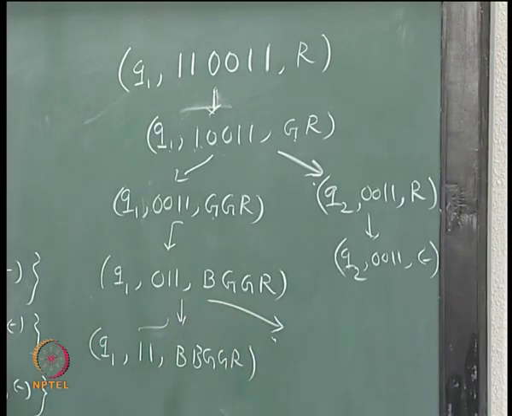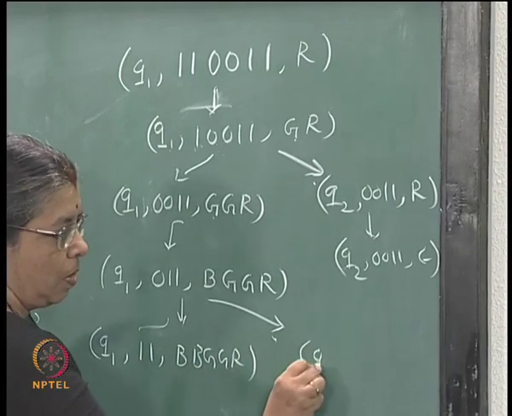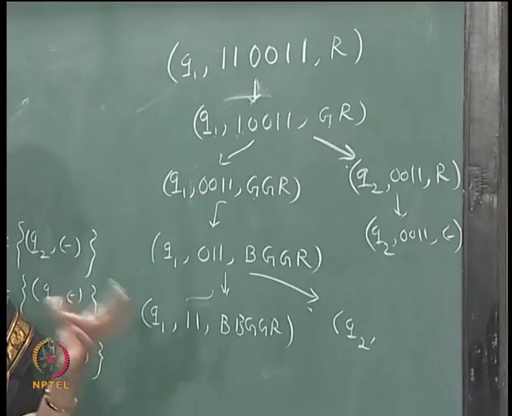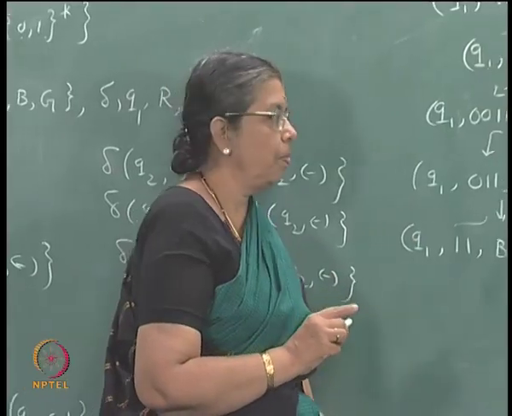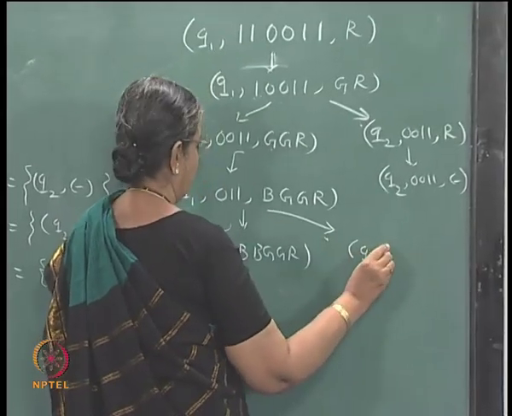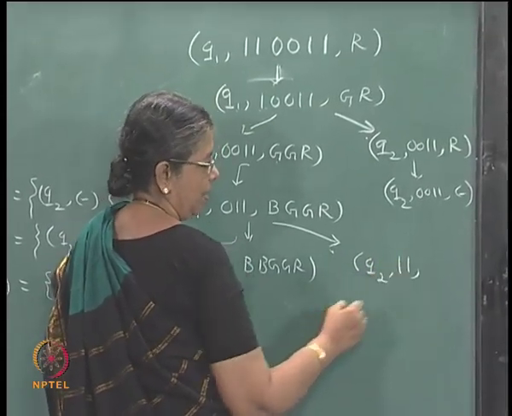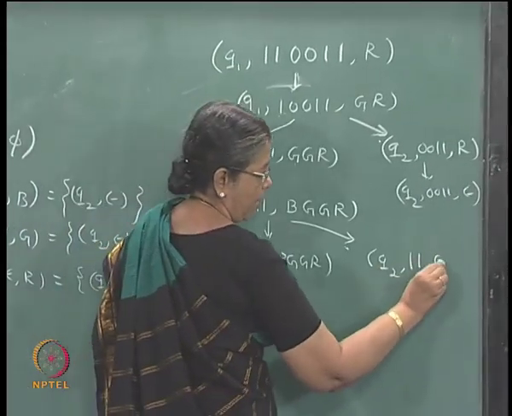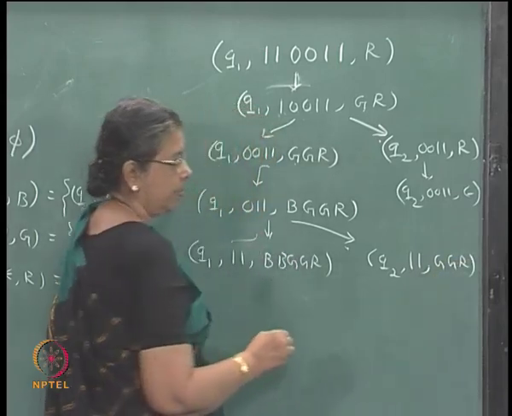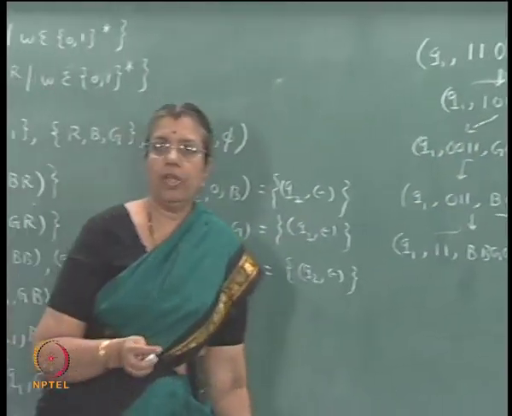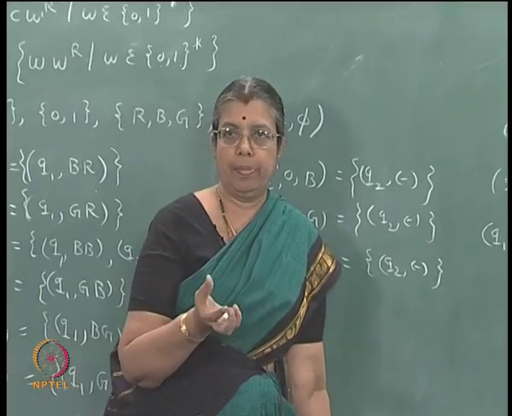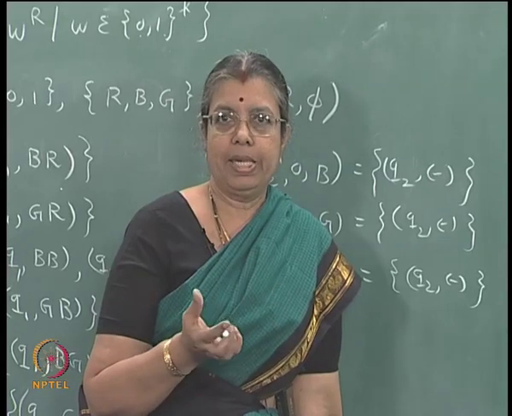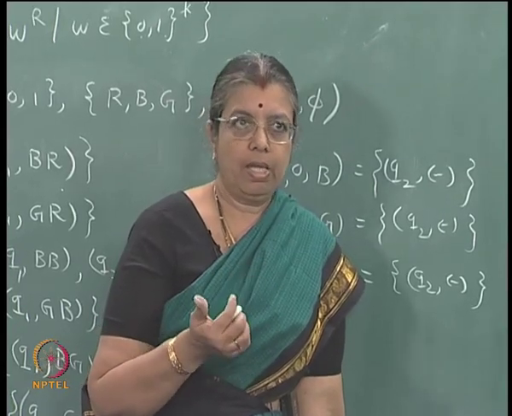Or you can go to Q2. B has to be removed: a 0 and B combination, you remove the blue symbol. The portion which is remaining is 1 1 on the input, which you still have to read, and you have G G R. Once you go to Q2, if there is a 0 B combination, you remove the B; 1 G combination, you remove the G. If there is another combination, 1 B or 0 G, you have to halt.